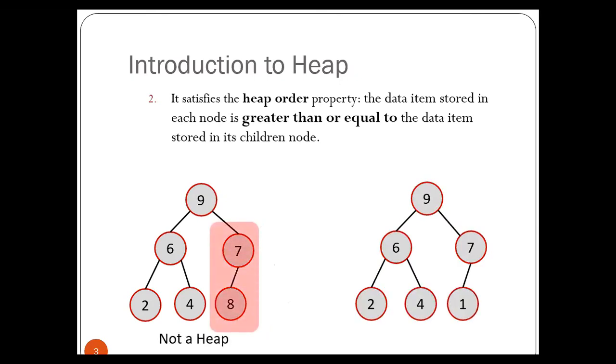It satisfies the heap order property, that the data item stored in each node is greater than or equal to the data items stored in its children. I told you already that the data at the parent node should be greater than its child node. So 7's child is 8 and it does not satisfy the heap property. If we reverse it, 8's child should be 7, then it is a heap. As you can see, 9's children are 6 and 7, and 7's child is 1. 6's children are 2 and 4. So they are satisfying the heap property.